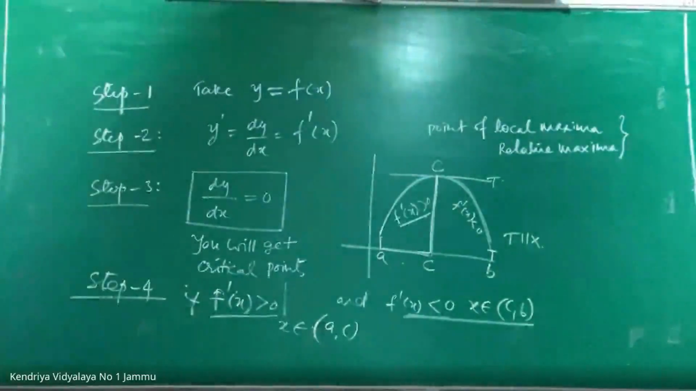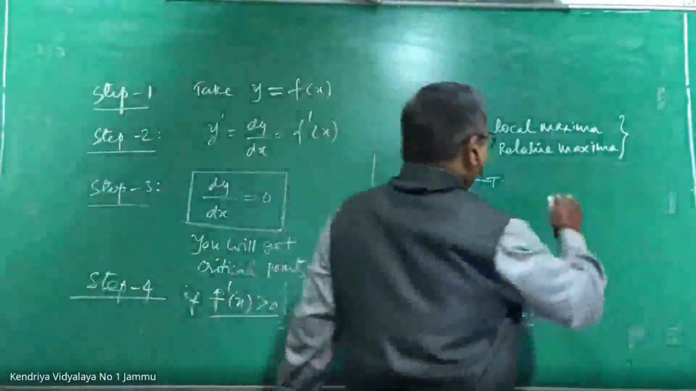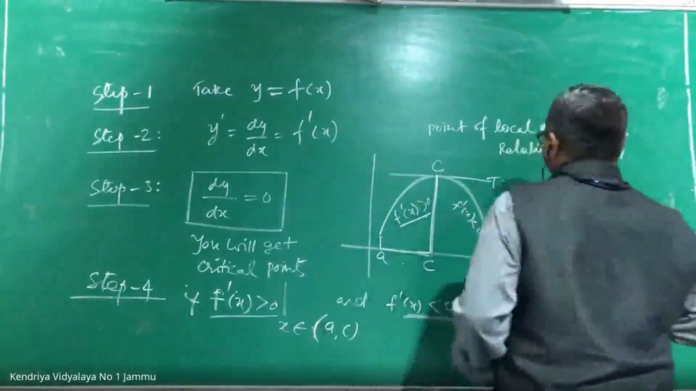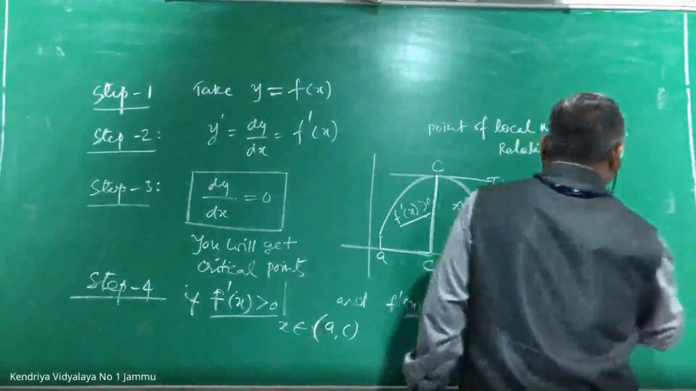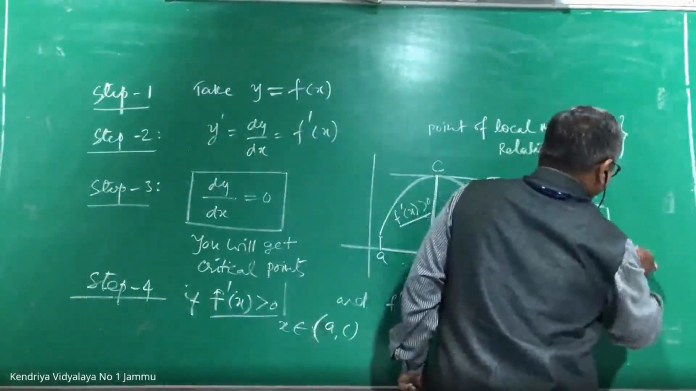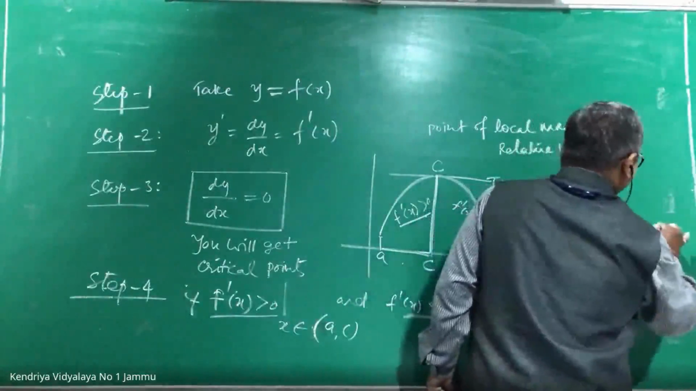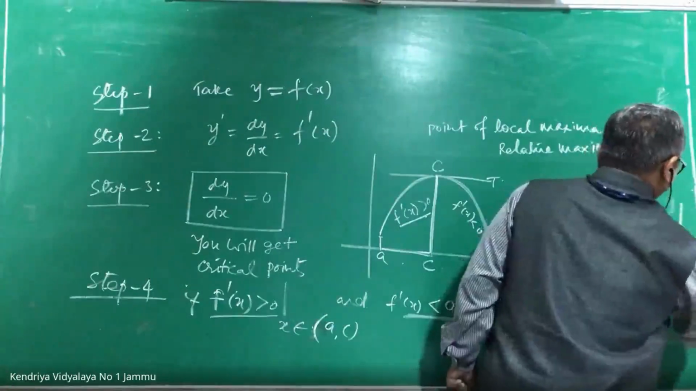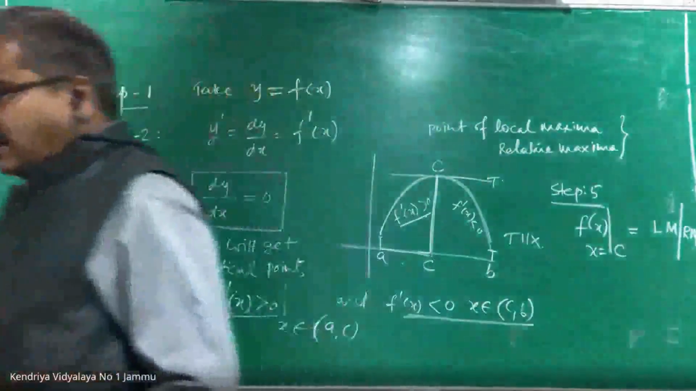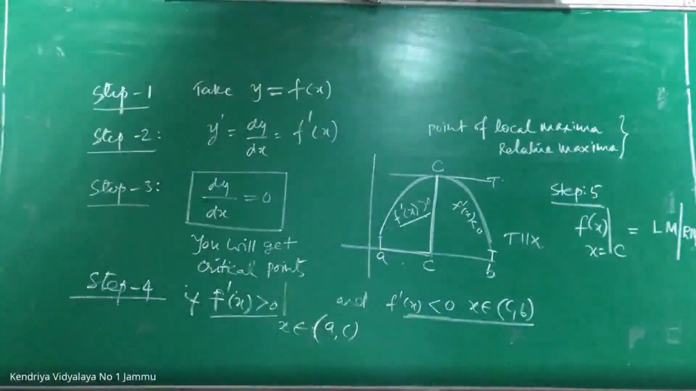And last and final step number 5, after finding out the point of local maxima, put the value of C, x is equal to C in the function. This is what we get, local maxima or relative maxima. Write it down and then I will go for the next one.